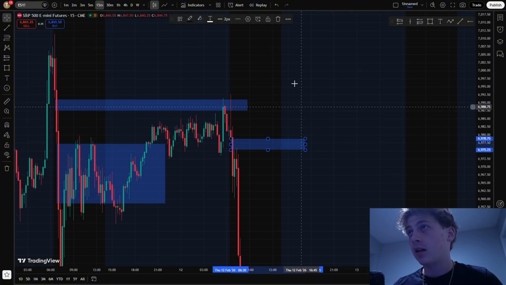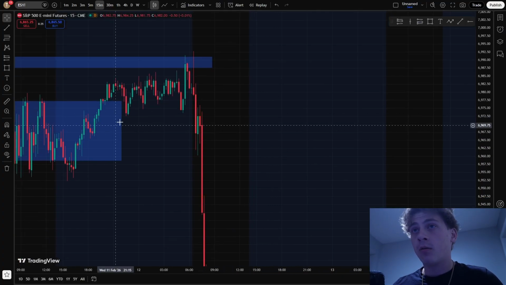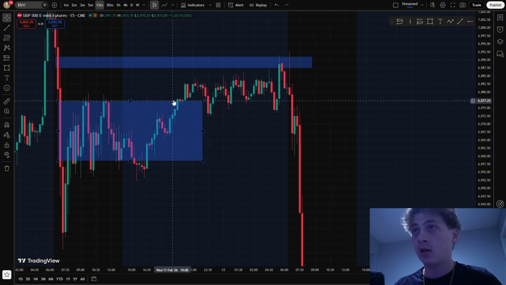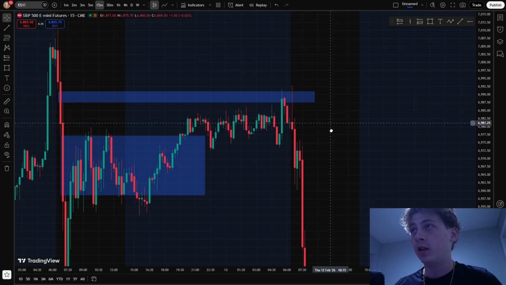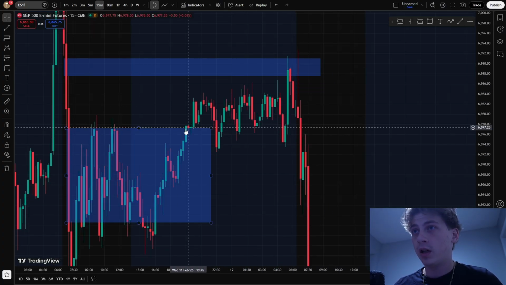So back into IFVGs. Like I just said, they are when price disrespects a fair value gap, and disrespecting is closing above it, like right here. Not like this when the wicks come above it. If the wicks come above it, it's still respecting it. It's only when the body, like right here, closes above this gap, then it turns into an IFVG.